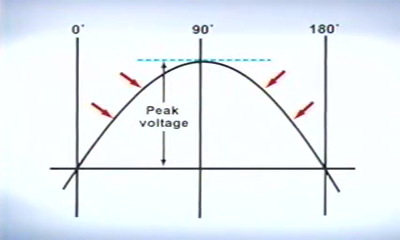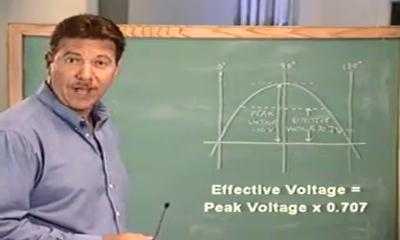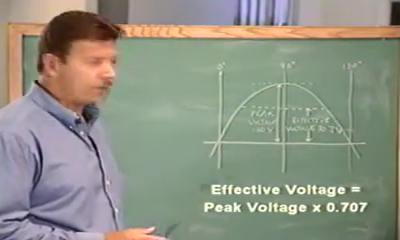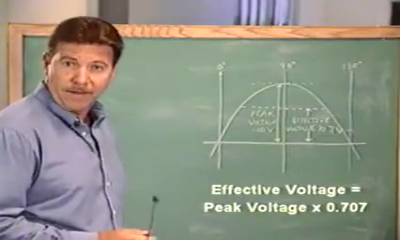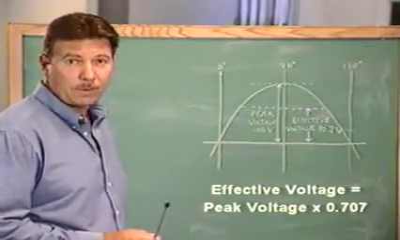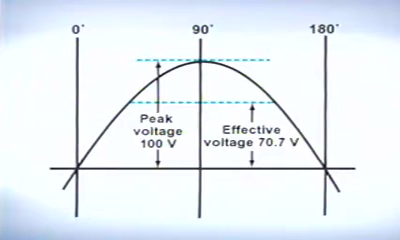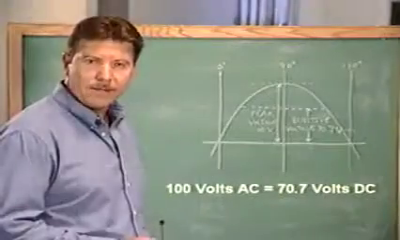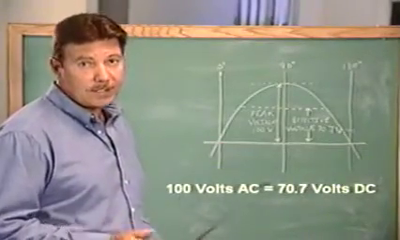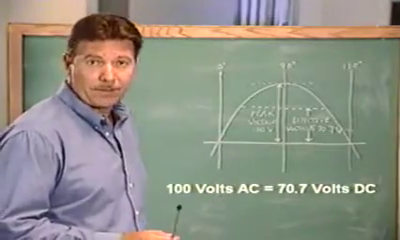As we can see, the voltage that's actually generated varies a great deal from the maximum or peak voltage. The actual effect that this voltage has on a circuit is called the effective voltage. The effective voltage can be found by multiplying the peak voltage by 0.707. For example, if the peak voltage was 100 volts, the effective voltage would be 100 times 0.707, or 70.7 volts. Simply stated, 100 volts of alternating current is equal to 70.7 volts of direct current.